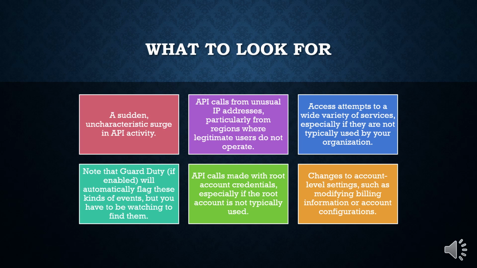What to look for? A sudden and characteristic surge in API activity. API calls from unusual IP addresses, particularly from regions where legitimate users do not operate. Access attempts to a wide variety of services, especially if they are not typically used by your organization. Note that GuardDuty, if enabled, will automatically flag these kinds of events, but you have to be watching to find them. API calls made with the root account credentials, especially if the root account is not typically used, and changes made to account level settings, such as modifying billing information or account configurations.